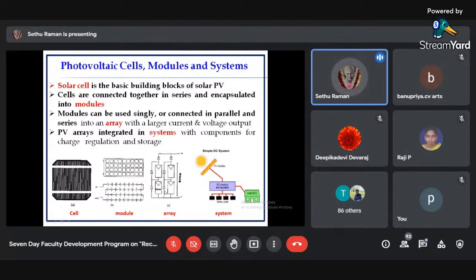The photovoltaic array is integrated in the system with components for charge regulation and storage. So the photovoltaic array is connected with a battery backup system, and the load is supplied for commercial and domestic purposes. These are some basics: what solar cells, photovoltaic modules and photovoltaic arrays are, and how the arrays are integrated in the system with components for charge regulation and storage.